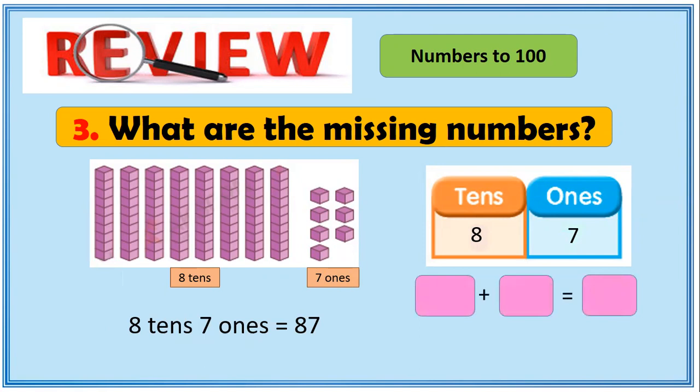Can you fill in the missing numbers here? Okay, so 8 tens is equal to, very good. And 7 ones is, all right. So 80 plus 7 is equal to 87. Very good.